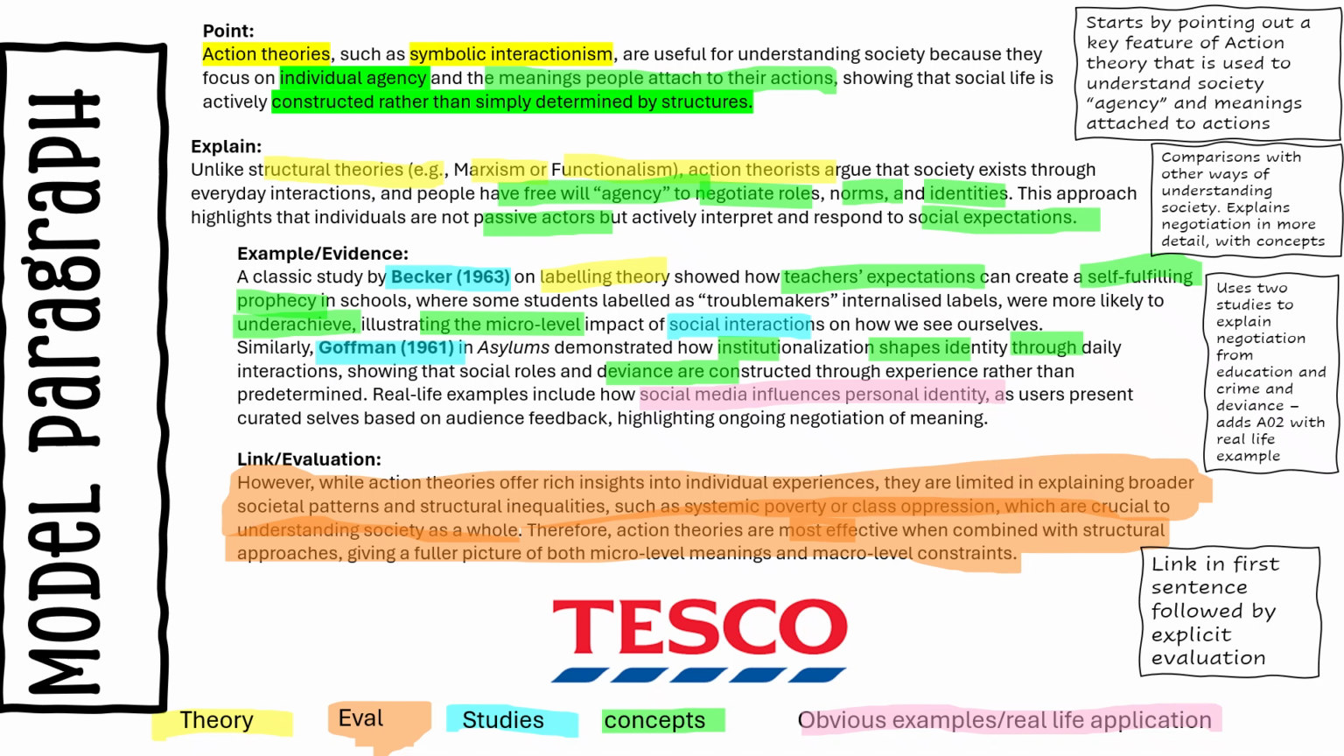I've demonstrated it with self-fulfilling prophecy. I've demonstrated it through construction of identity using Goffman, and a modern day example of social media and how we create ourselves based on audience feedback before evaluating. We've done a Tesco check. You can see all of the highlighted areas suggesting where I've mentioned theory, evaluation, studies, concepts, and obvious examples. So again, this is a model kind of paragraph that you might use.